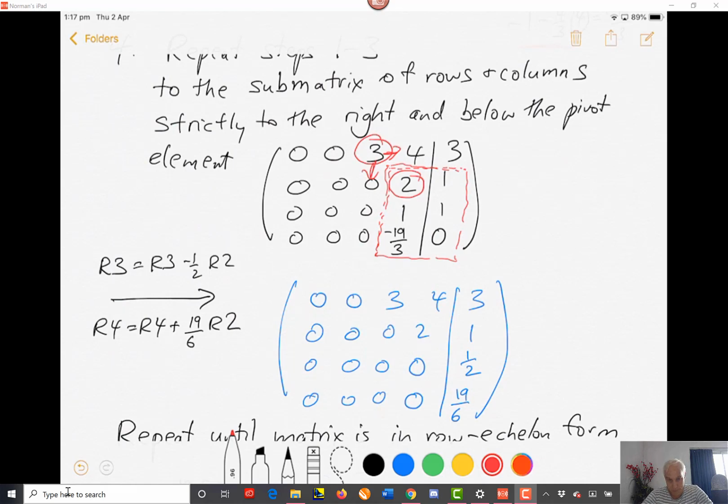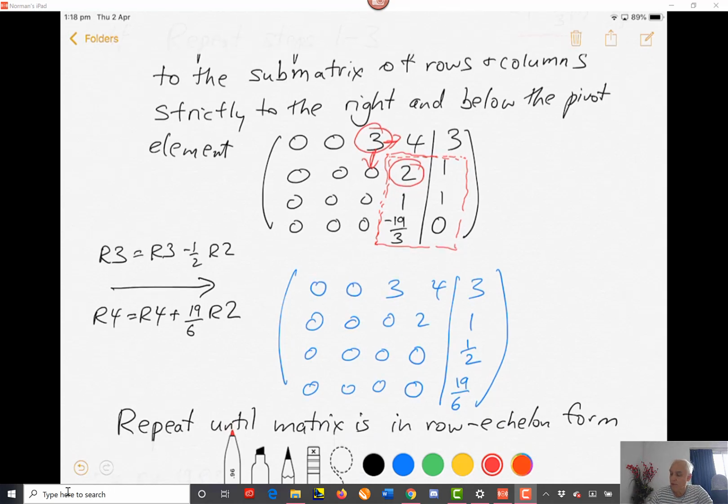That's that 2. So now we're going to use that 2 to get rid of the 1 and the minus 19 over 3 below it. So we're going to make 2 row operations. We're going to say that row 3 is equal to row 3 minus 1/2 of row 2. That will get rid of the 1 and replace it with a 0.